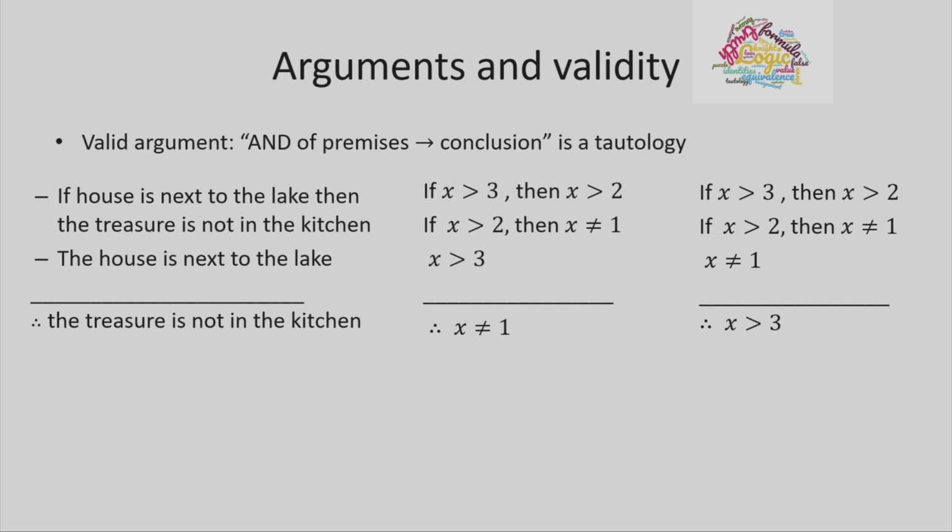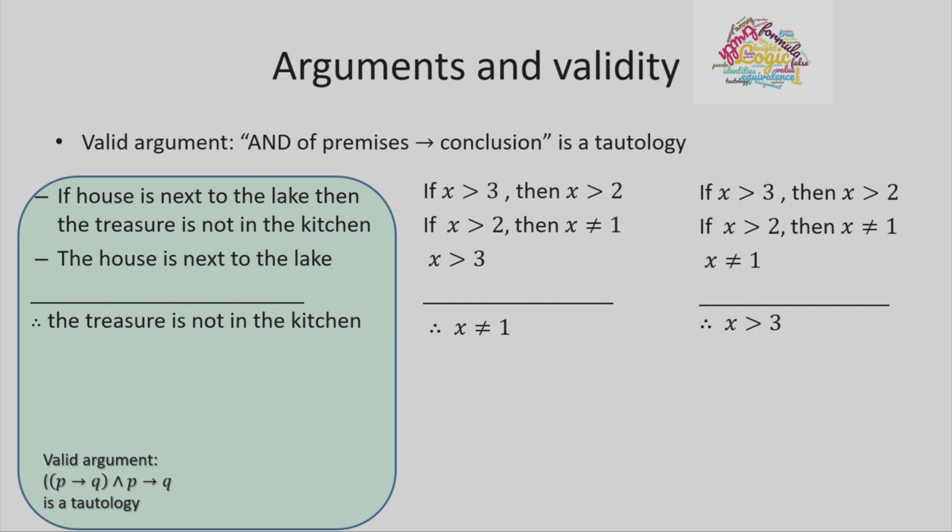So let's look at those 3 arguments. So the first one we already saw. It's a valid argument because we could prove that P implies Q. Our first thing, the house next to the lake, implies the treasure is not in the kitchen. And P, the house next to the lake, the whole thing implies Q. That's a tautology. You could check it.